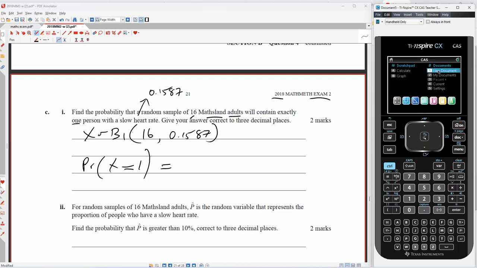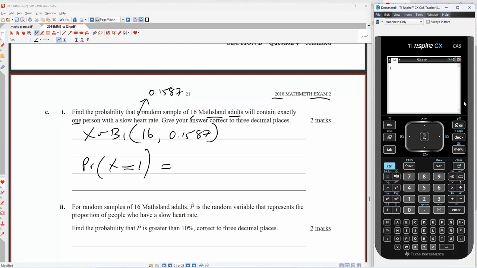So pop that into the PDF, you can, or CDF. So we're going to do this 16 times. Chance of success 0.1587, and we want to know when the random variable is equal to 1. That gives 0.190, and we need to include that third zero there, 3 decimal places.